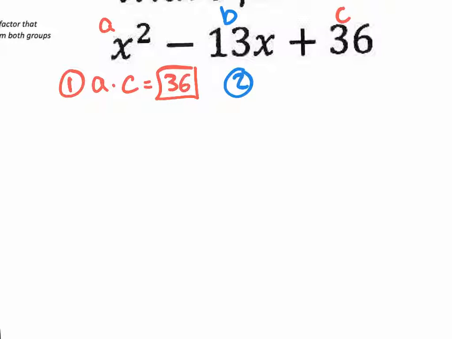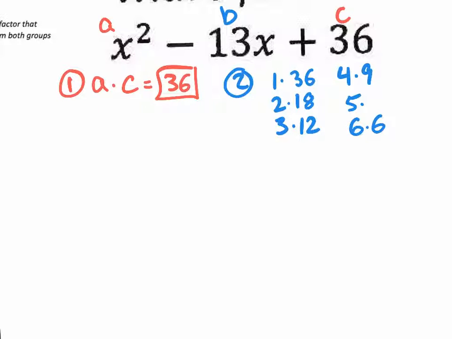So I want to go with 1 times 36. 2 times, what's half of 36? 18. How about 3? 3 times 12. How about 4? 4 times 9. How about 5? 5 times something? No. How about 6? 6 times 6. Do you see how I made that list? I started with 1 times something, 2 times something, 3 times something. I went through all the numbers, which you will get good at. And if you're not good at multiplying, you always could use a calculator. Anyways, the 5 didn't work.